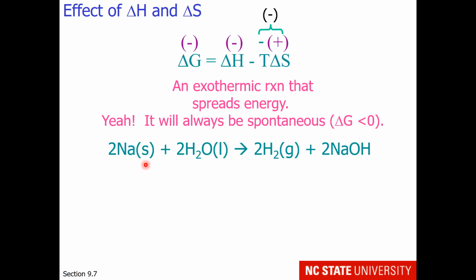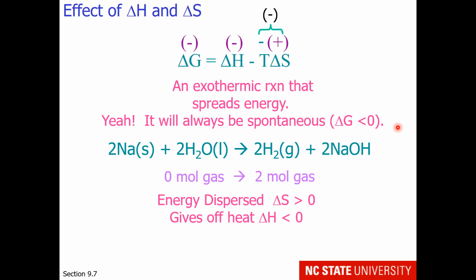Here's an example, putting sodium metal in water to make hydrogen gas and sodium hydroxide. We're going from 0 moles of gas to 2 moles of gas. So entropy change is positive. And if you've ever seen this done, it definitely gives off heat. It is exothermic. So anybody should be able to get this reaction to work. It does not matter what the phase of the moon is.